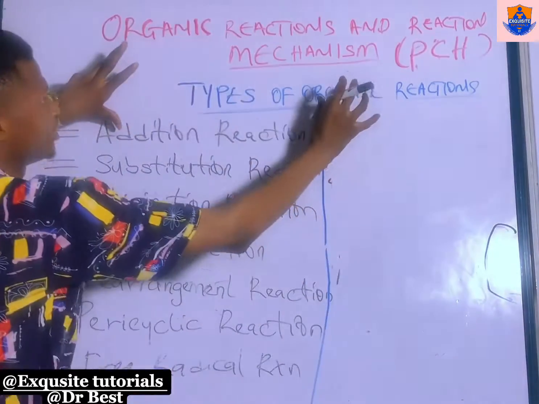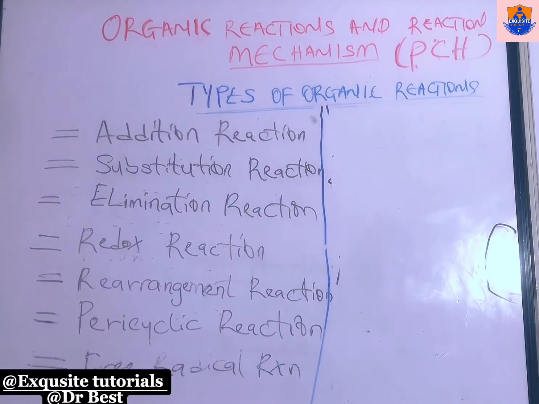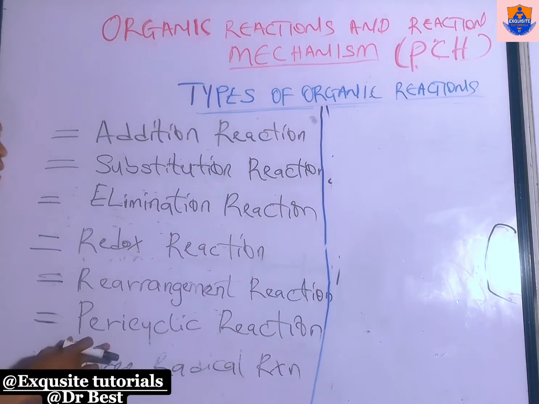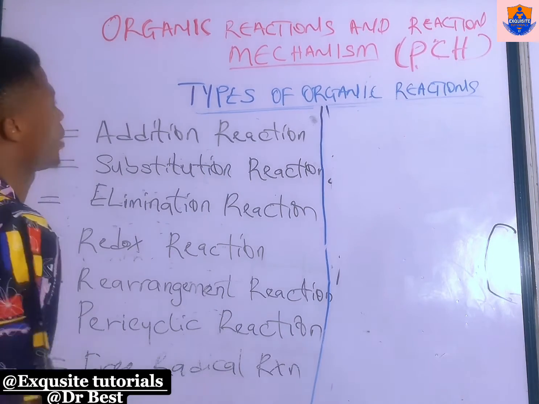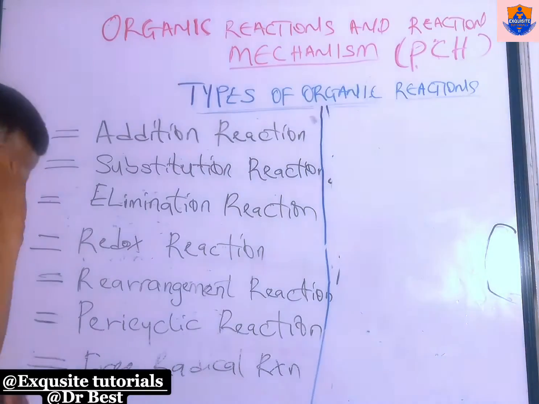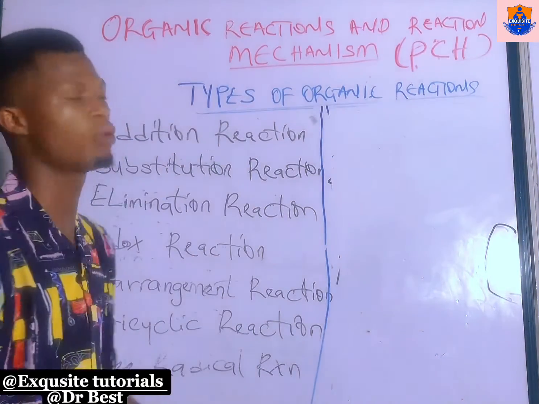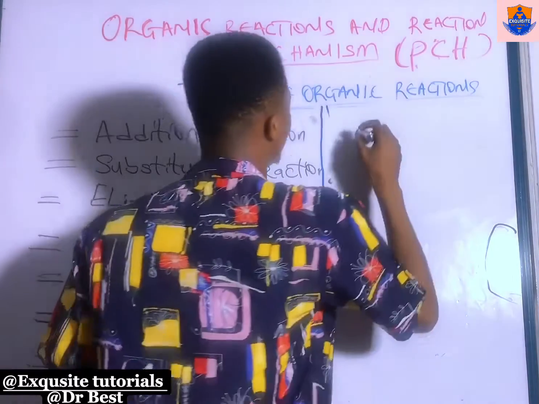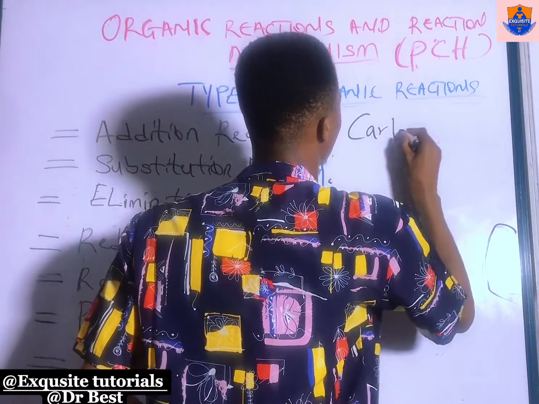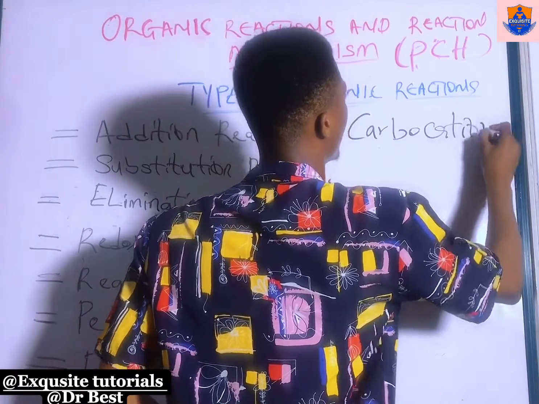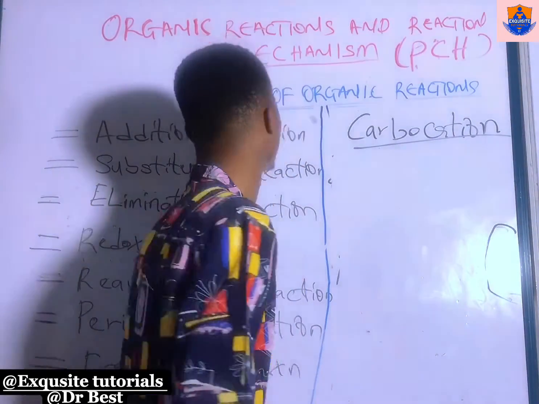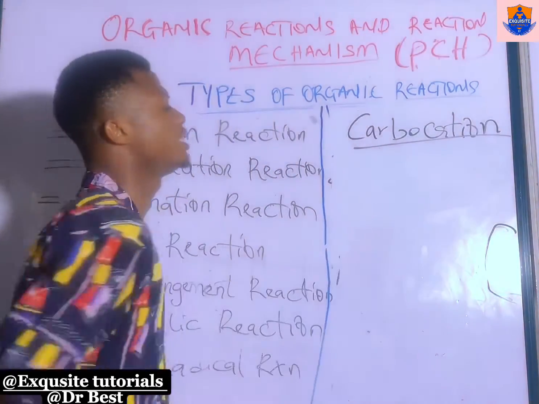Now we are talking about organic reactions, right? We have types of organic reaction: addition reaction, substitution reaction, elimination reaction, redox reaction, rearrangement reaction, pericyclic reaction, and free radical reaction. Before we talk about all these types of reactions, I want to explain some things for us. Now let's explain some terms that you are going to be coming across when talking about organic reaction. First thing is a carbocation.